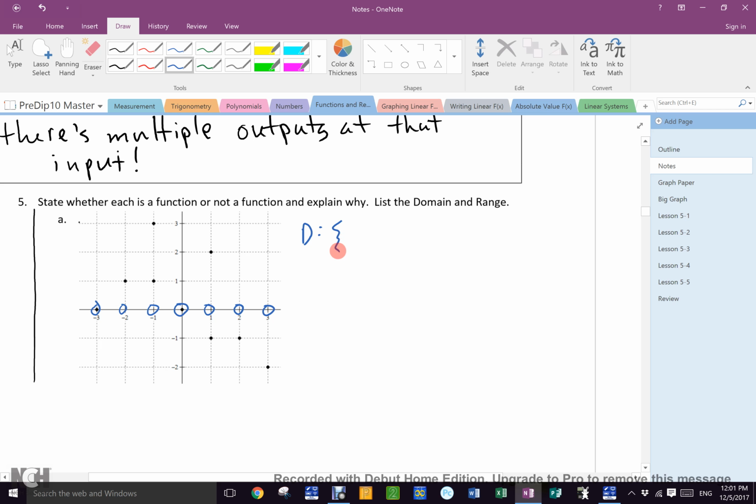Is it -3 ≤ x ≤ 3? No. Why not? Exactly. I only have inputs at those spots, so I can only list those spots.